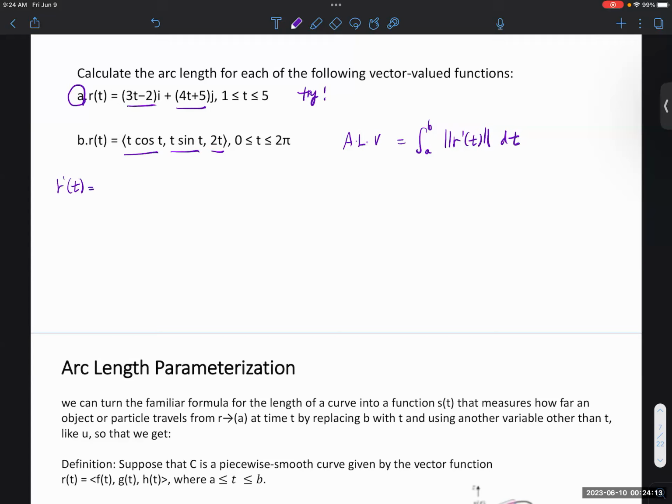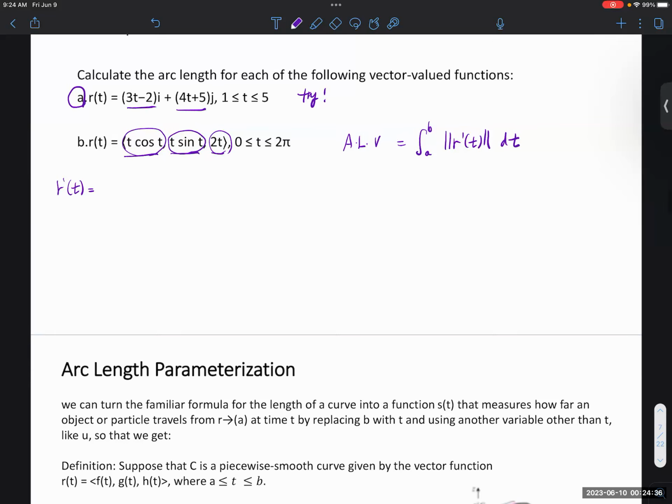Here, each function has a variable: t times cosine t, t times sine t, and 2t, which is just linear. But how would you be able to find R prime? In this case, to find R prime, you take the derivative, but we are going to use the product rule.